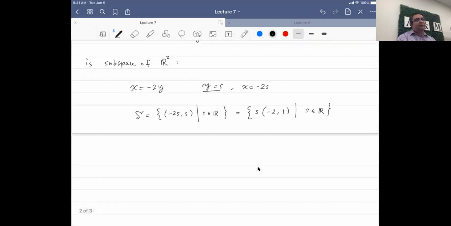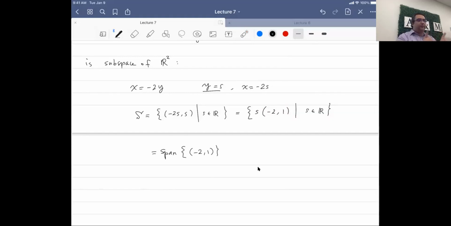And the point of this example in the context of span is that by this move, pulling the s out, I'm getting all possible scalar multiples of one vector. So I can write it as exactly the span of this single vector. Because what's the meaning of span of one vector? It means all possible scalar multiples, because you have only one vector. So how can you linearly span it? You just multiply it by one scalar arbitrarily.